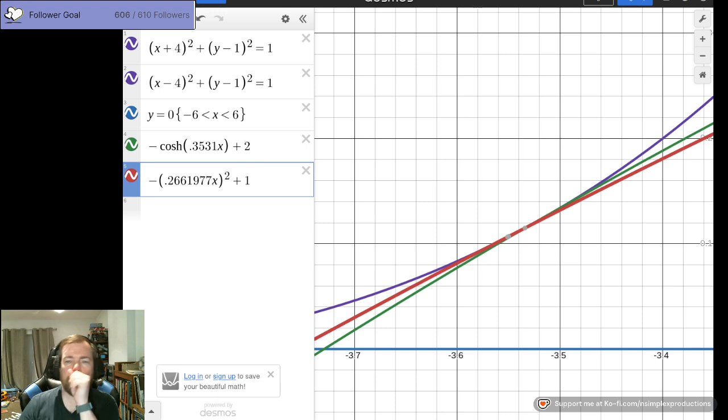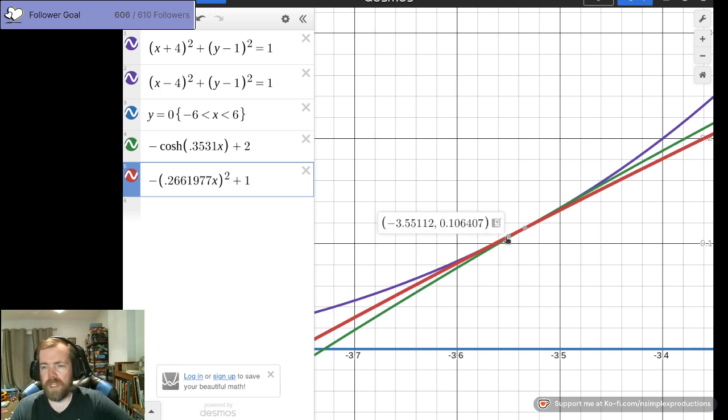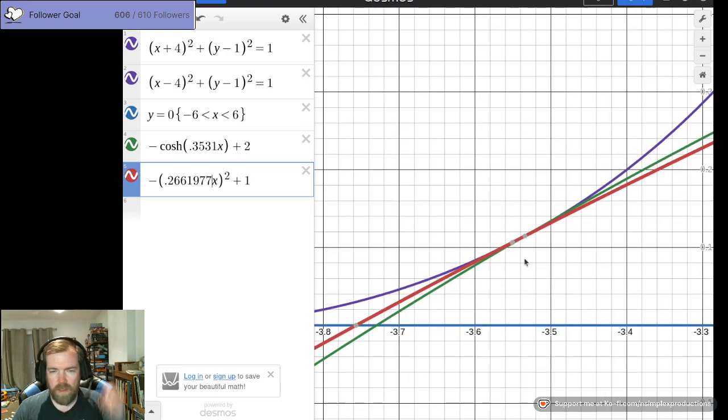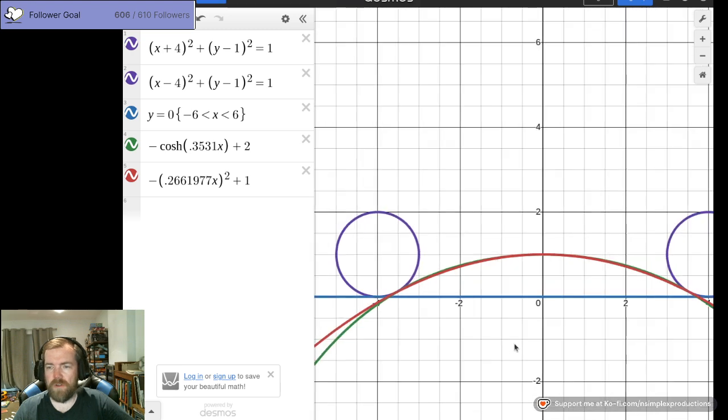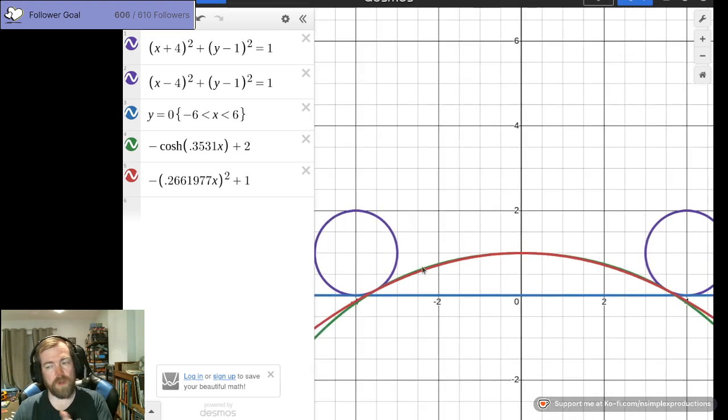There you go. That's pretty good, right? It puts these 2 points of intersection with purple as almost 1 point. So this is negative 3.55, give or take. So that's another decent approximation. It's also different, although not really all that much different from green, at least within the bounds that we've selected.